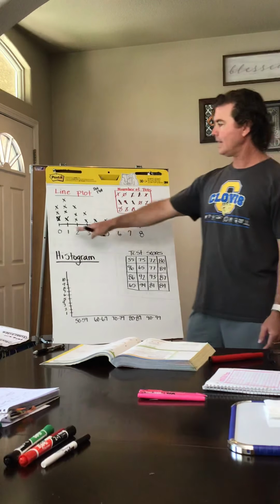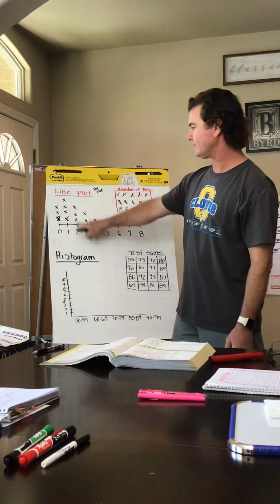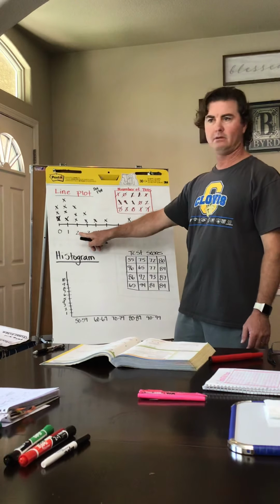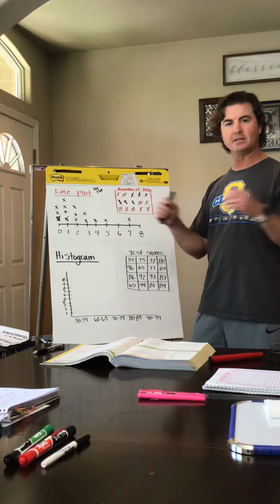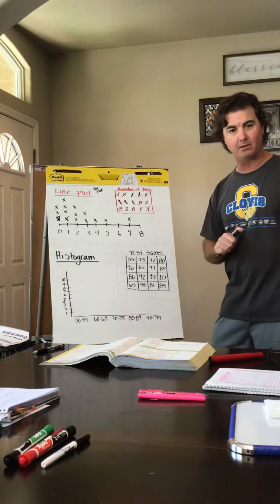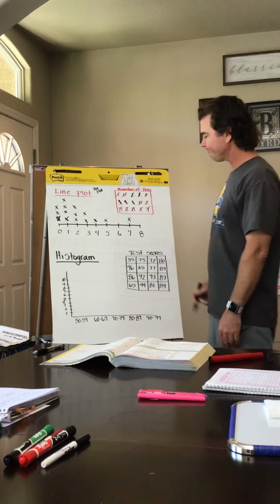But can you look at a dot plot or a line plot and just be like, oh, this one's in the middle, this is my median? No. It can give you an idea of the median, but you still would have to list from least to greatest and find the one in the middle. Does that make sense? Okay, that's a line plot.